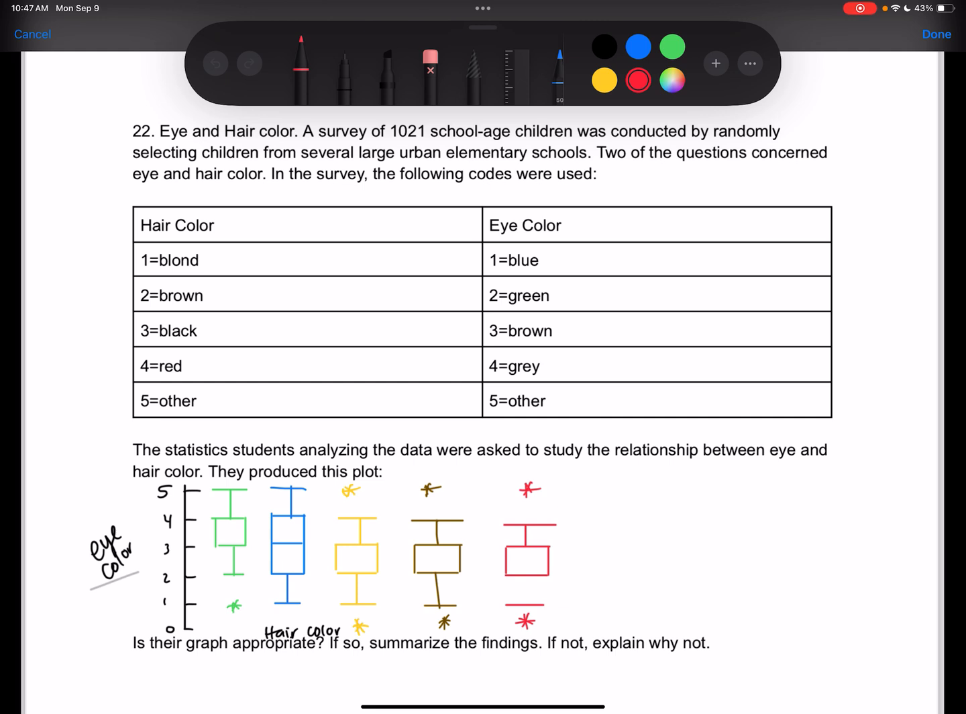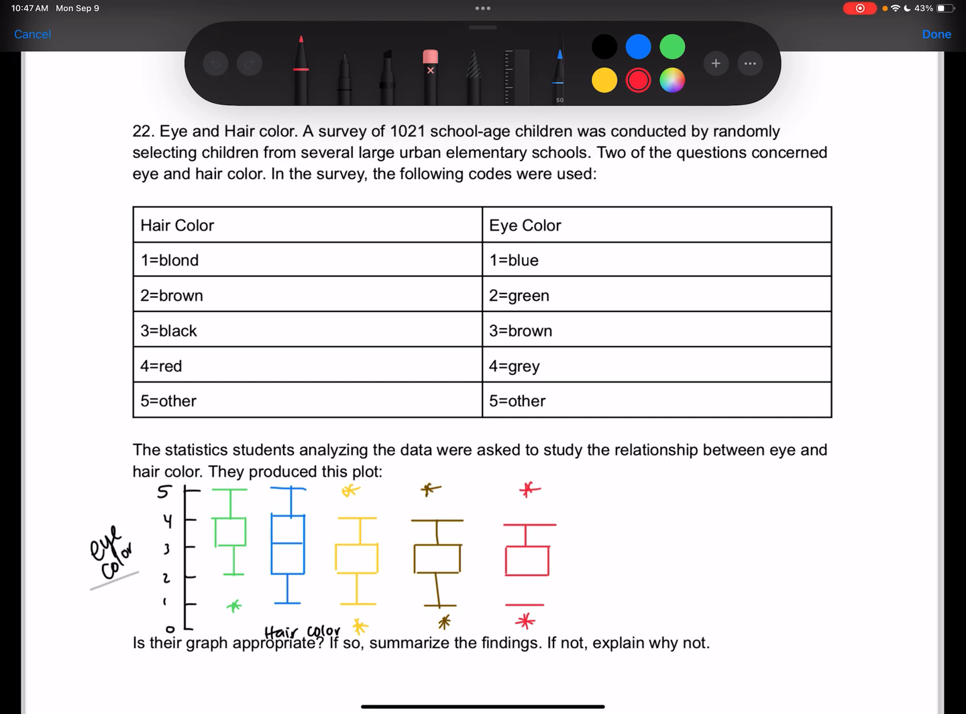All right. A survey of 1,021 school-age children was conducted by randomly selecting children from several large urban elementary schools. 2 of the questions concerned eye color and hair color. In the survey, the following codes were used. So they used one for, y'all can read it. I'm not going to read all that down. The statistics students analyzing the data were asked to study the relationship between eye and hair color.